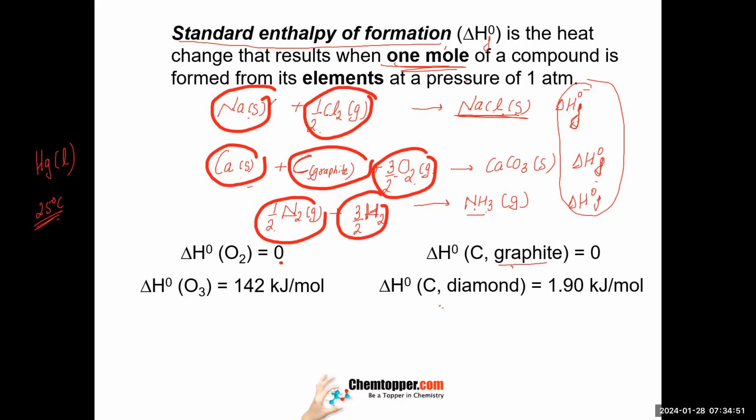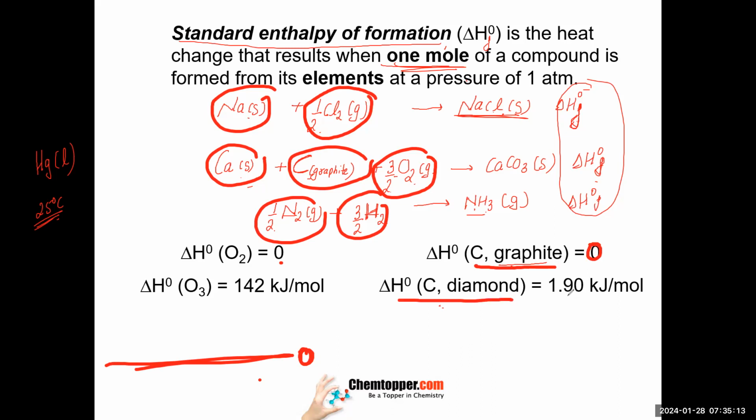Na solid, zero. Cl2 gas, zero. Why? Because they are the standard elemental form, the stable form. So we put it as the lowest mark of energy, zero. Standard elemental forms are with zero. You can see that carbon graphite, zero.